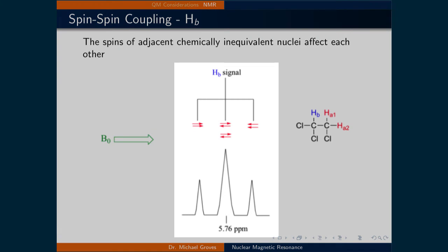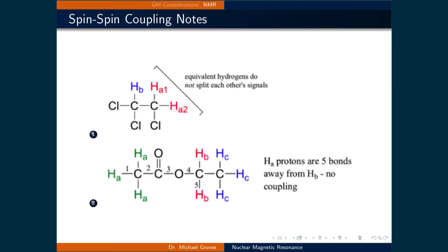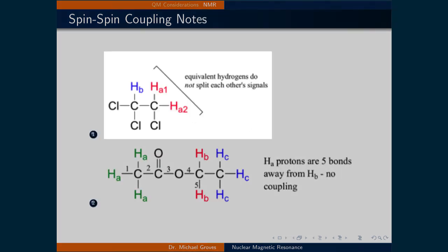The relative magnitude of each of the three peaks is determined by the number of ways that peak is produced. And so since there are twice as many ways to have HA cause no change to the local magnetic field at HB, its signal is twice as large. This spin-spin coupling has some limitations. First, chemically equivalent hydrogens do not split each other's signals. So in 1,1,2-trichloroethane, the two HAs do not split each other's signals.